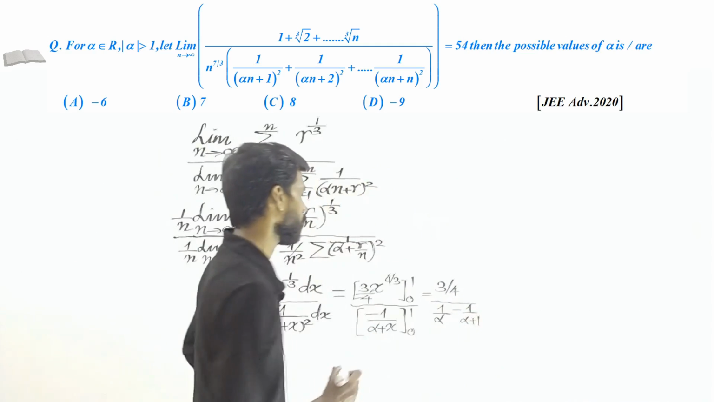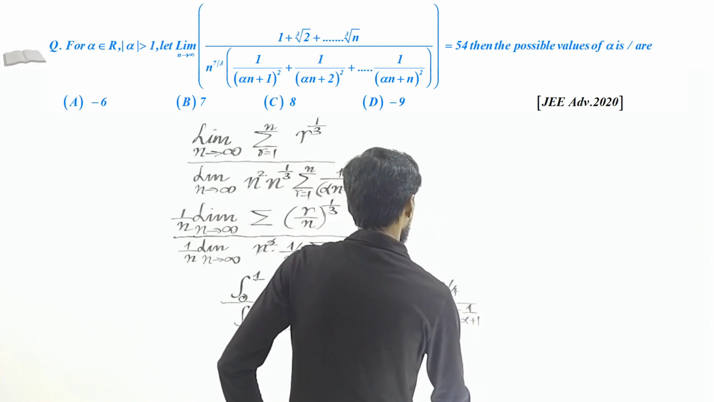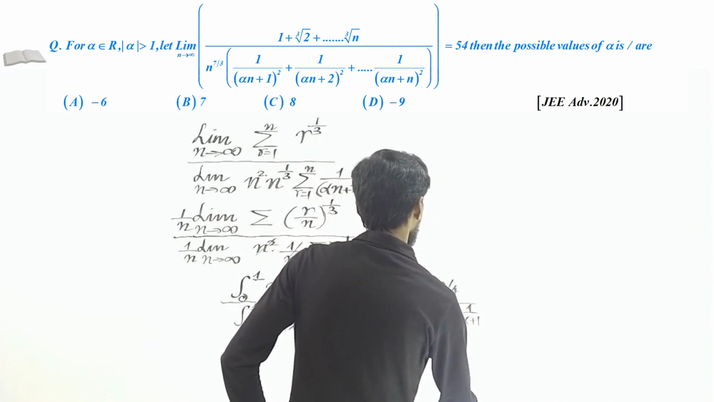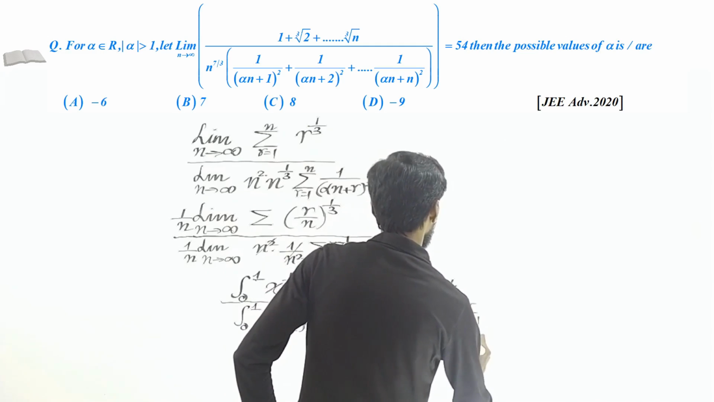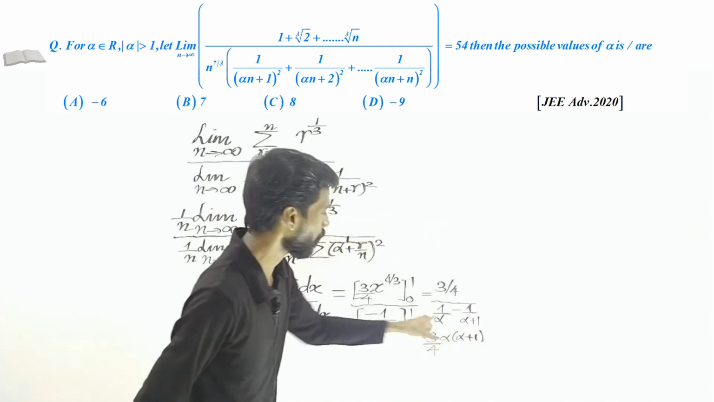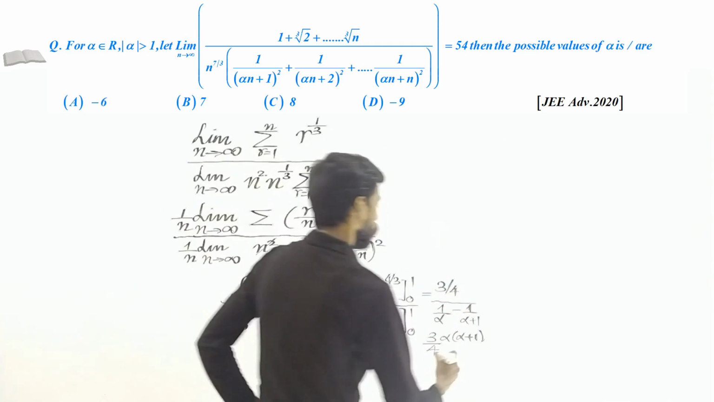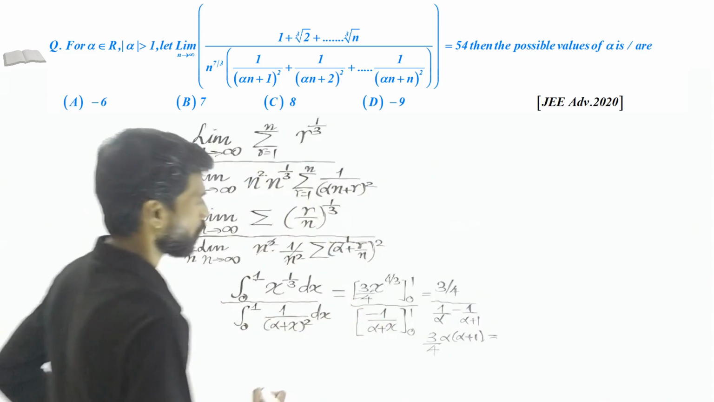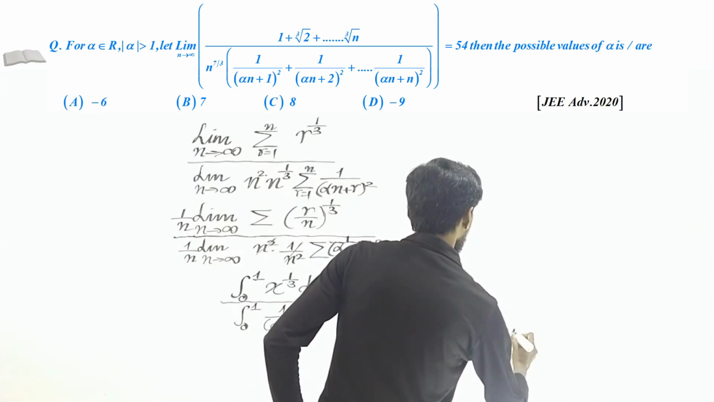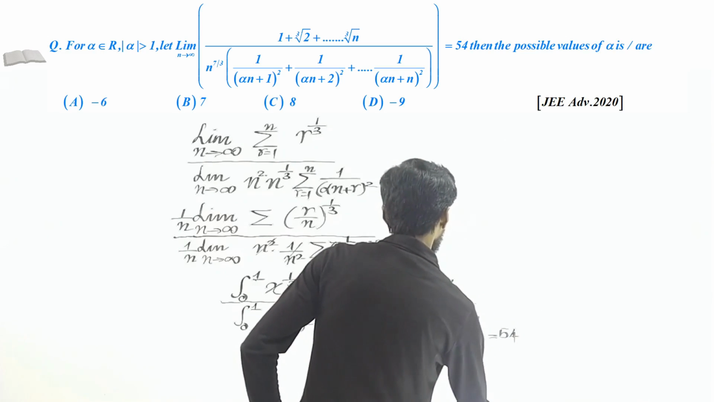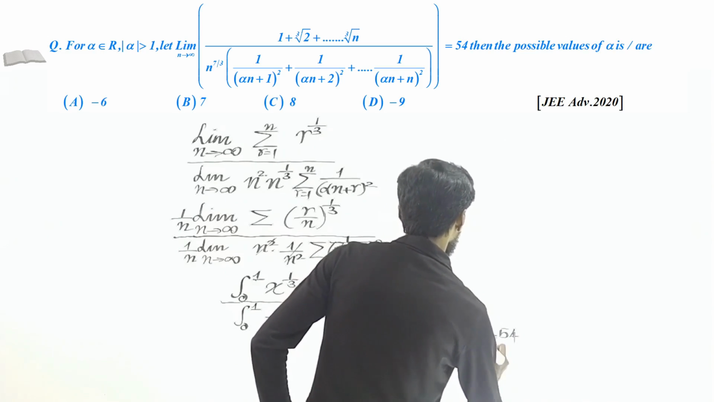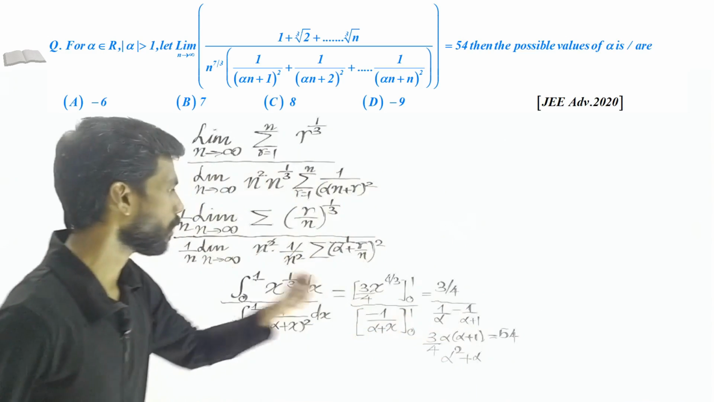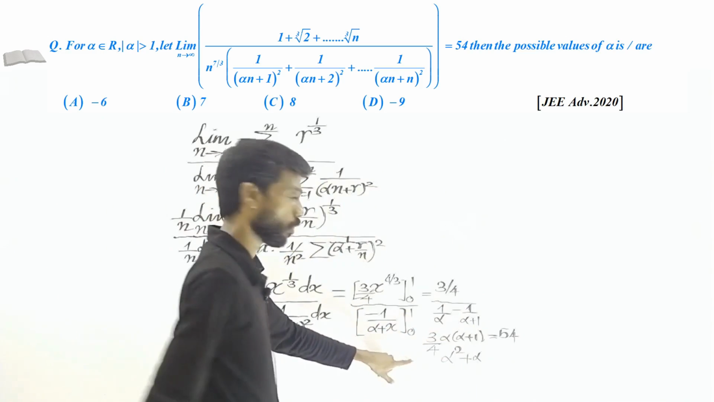Let us simplify this further. So this becomes 3 by 4 alpha multiplied by alpha plus 1, right? Because alpha plus 1 minus alpha becomes 1. This limit is what is given in the question, so that is 54. So that means we get a quadratic equation, alpha square plus alpha equals 18 multiplied by 4, so that is 72.